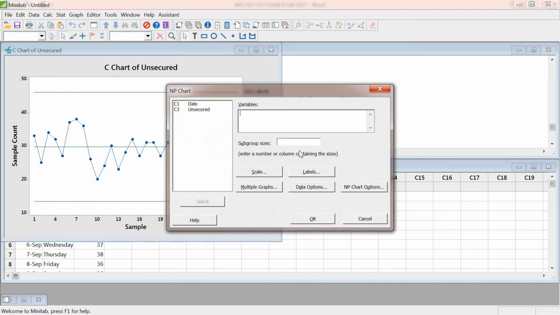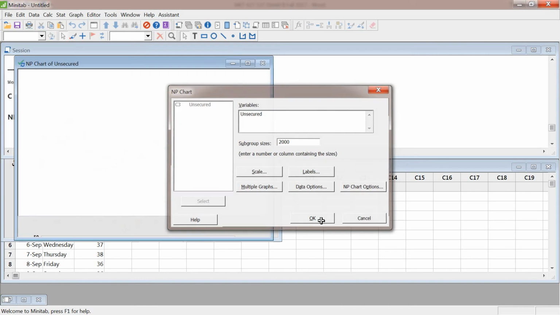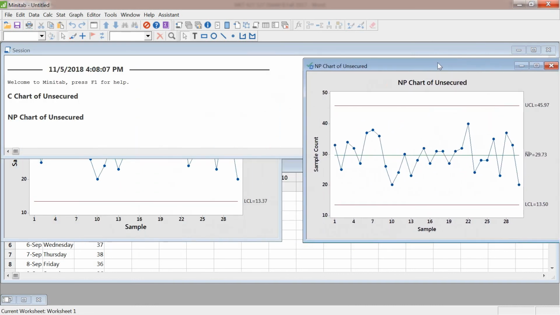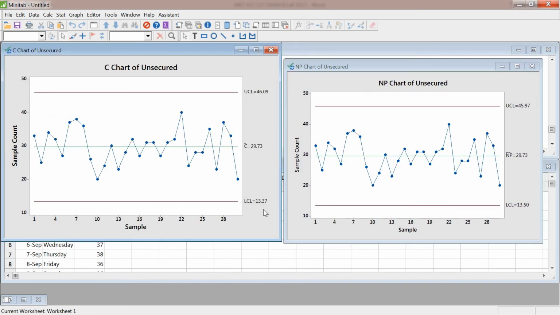If you do an NP chart, because it's NP, it's going to calculate the proportions. It will ask for the sample size. Hit OK. So that's the NP chart. If you look at these two graphs, they are exactly the same. The upper control line, lower control line, the center line, which is the process capability. So they're exactly the same. Out of every 2,000 doors, about 30 doors are unlocked on average each night.